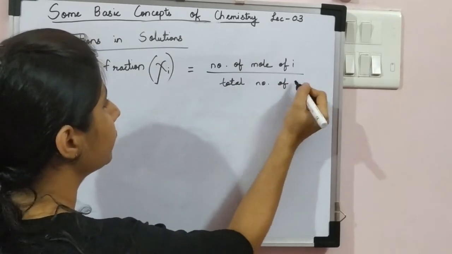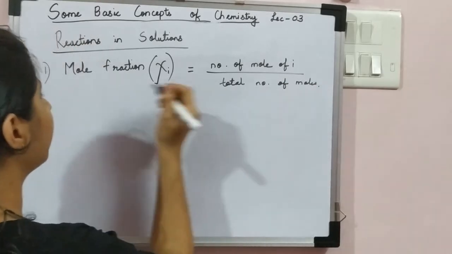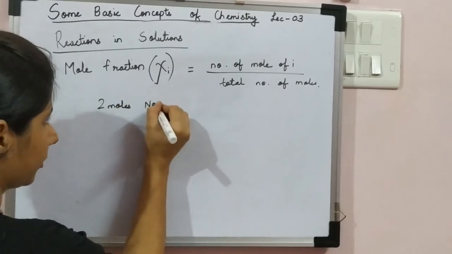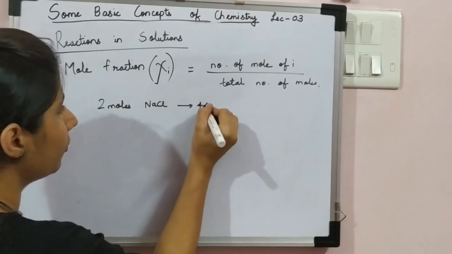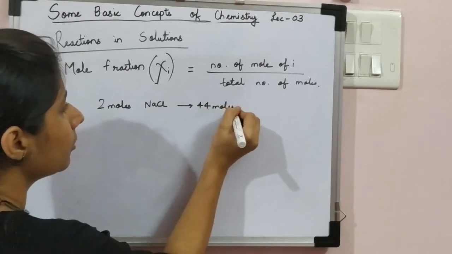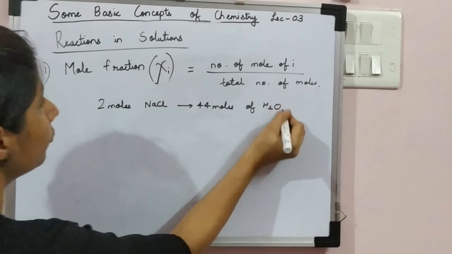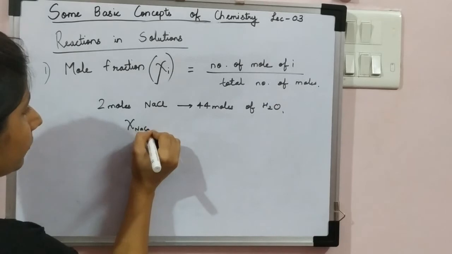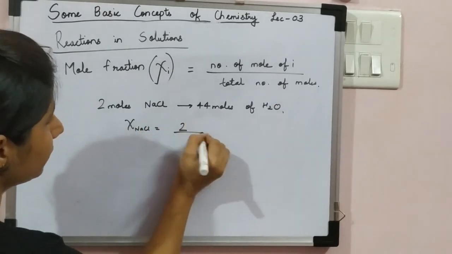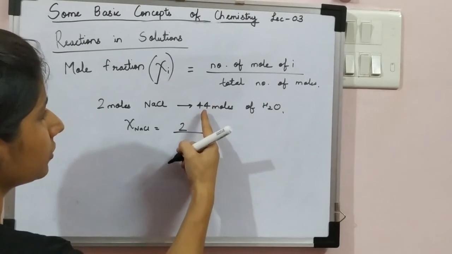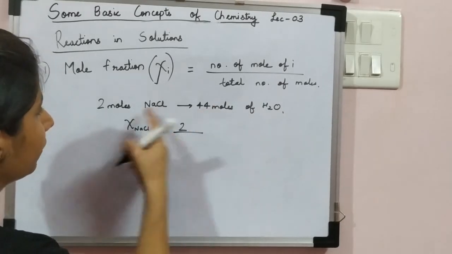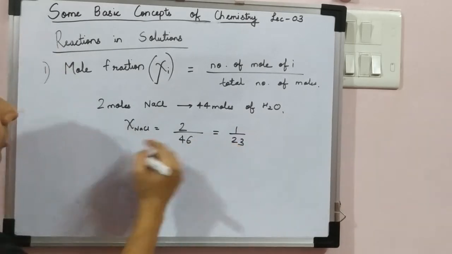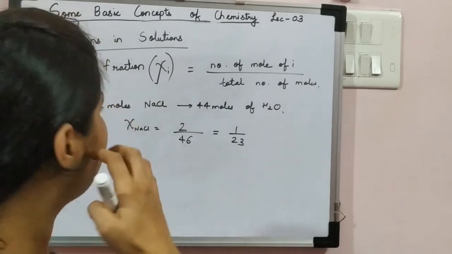So how can we calculate this? Let's say for an example, I have 2 moles of NaCl dissolved in 44 moles of water. Calculate the mole fraction of NaCl. So the mole fraction of NaCl would be equal to the number of moles of NaCl, which is 2, upon the total number of moles. 44 is the number of moles of water, so 44 plus 2 becomes 46. So 2 upon 46, which is 1 upon 23, would be the mole fraction of NaCl.